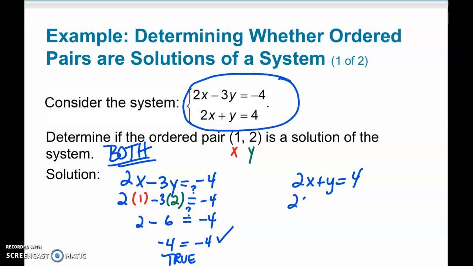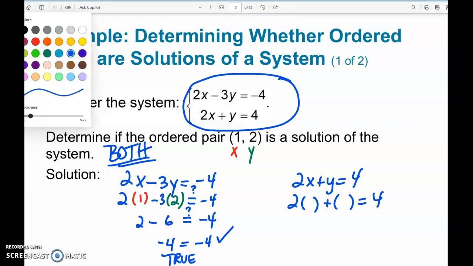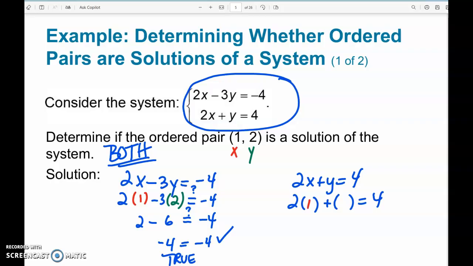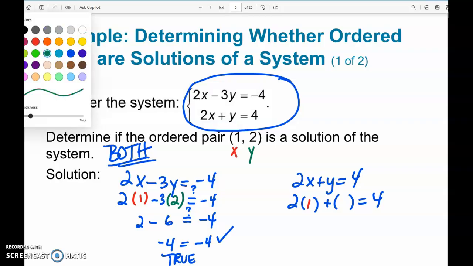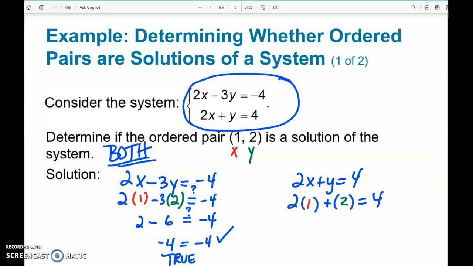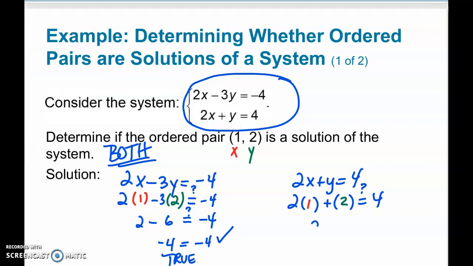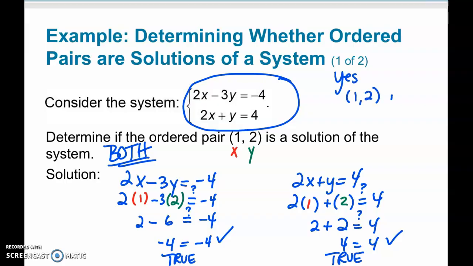So that means I'm going to go to my next equation, and in place of x, I'm going to put in 1, and in place of y, I'm going to put in 2. And I'm going to check if the two sides are equal. 2 plus 2, does that equal 4? Yes, it does. So it works in this one too. So since it is true in both, then I can say that yes, the ordered pair 1, 2 is a solution to the system.